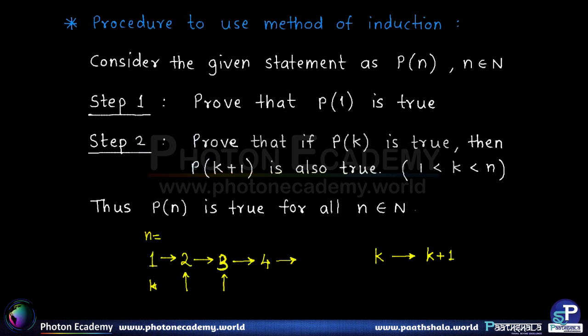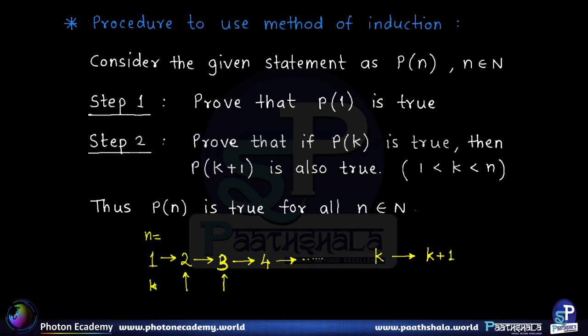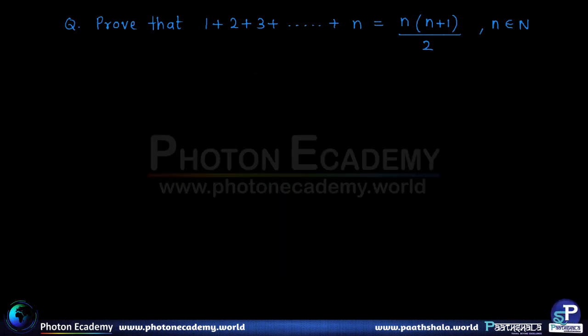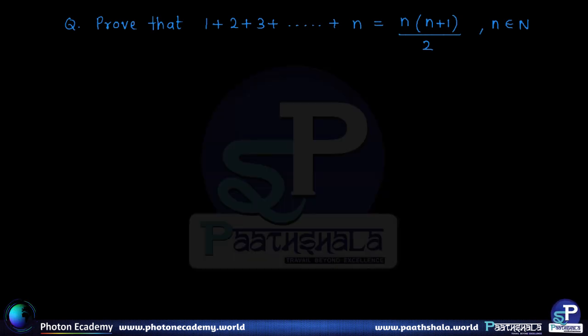Now let's do a sum so that this whole procedure will be clear. Here is one example: we have to prove that 1 plus 2 plus 3 plus so on up to n is equal to n into n plus 1 upon 2, where n is a natural number. In other words, we know that the sum of the first n natural numbers is n into n plus 1 upon 2. Here we want to prove it by induction.